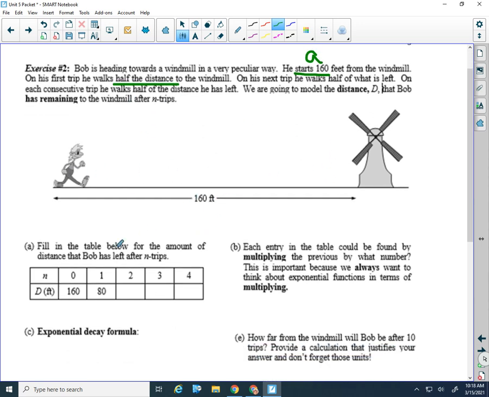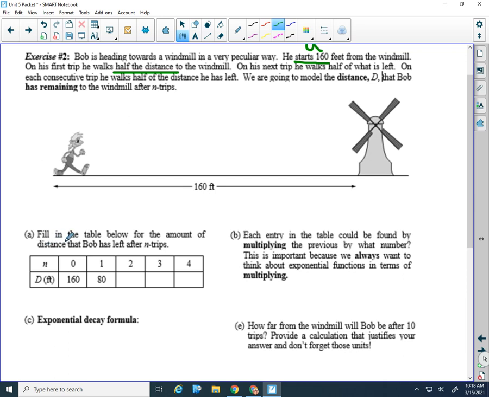So here's our picture. It's pretty awesome. Fill in the table below for the amount of distance Bob has left after n trips. So his first trip is 80, then 60... so we're cutting it in half. 40, divide that by 2, you get 20. Divide that by 2, we get 10.